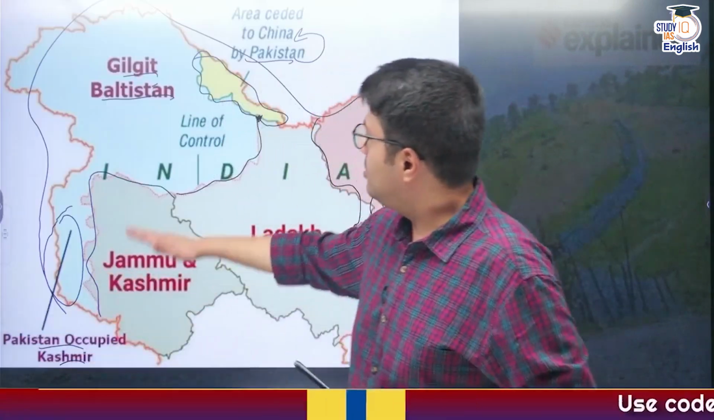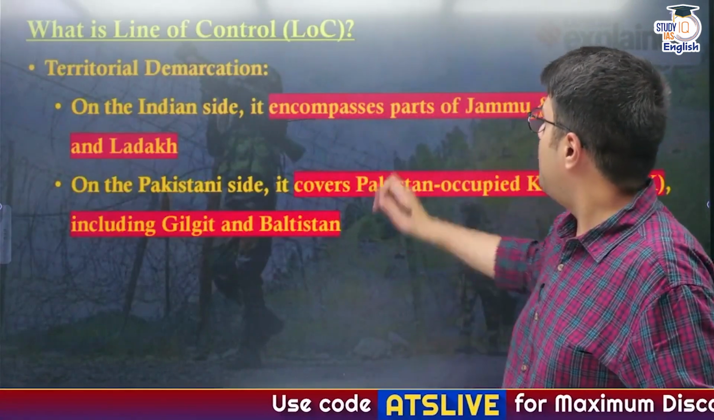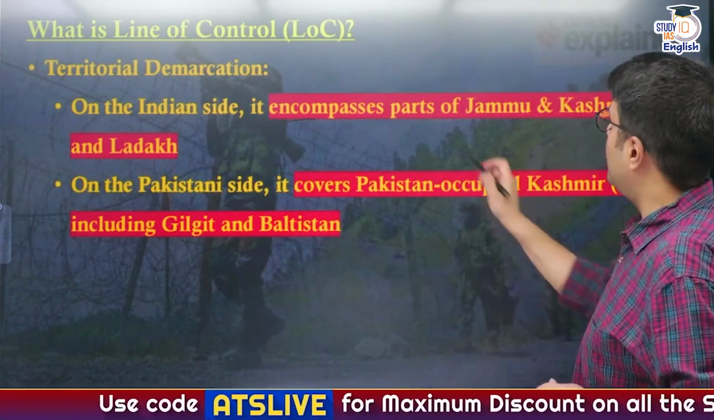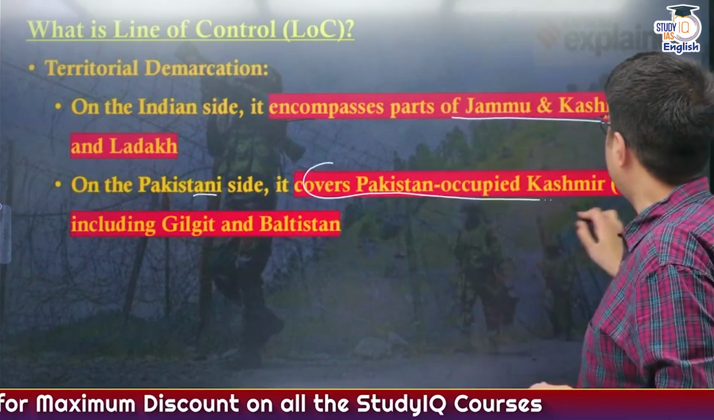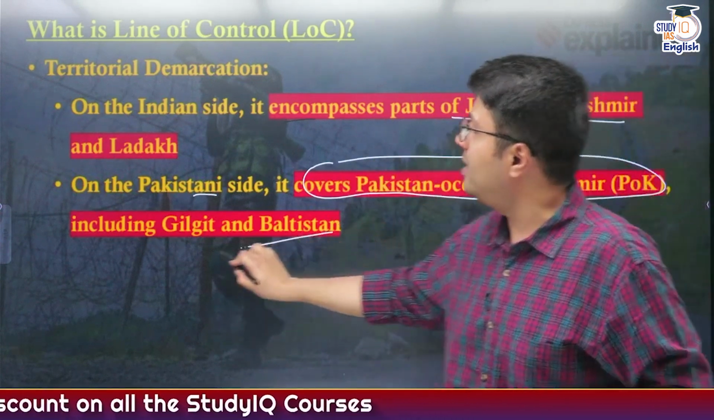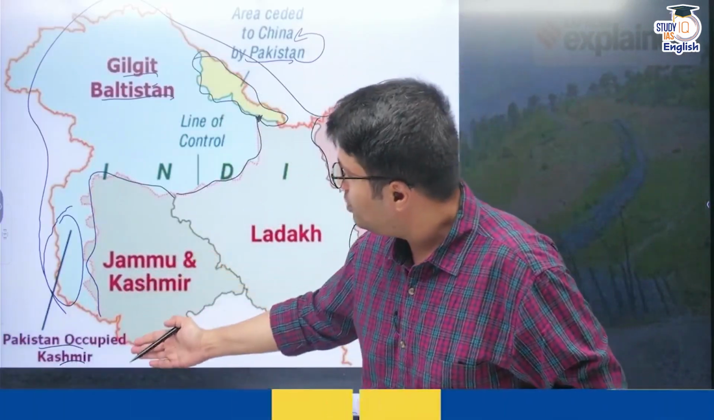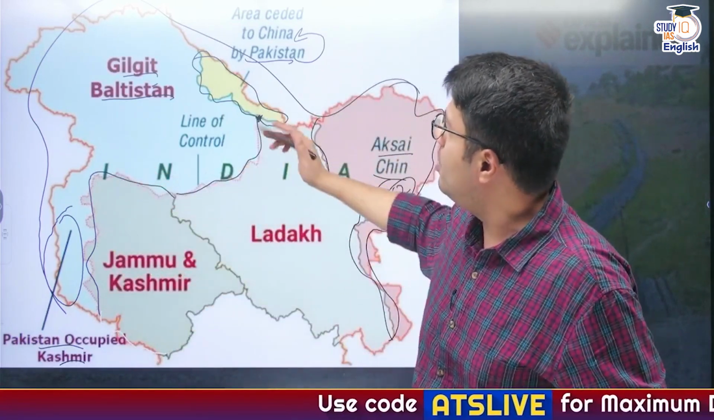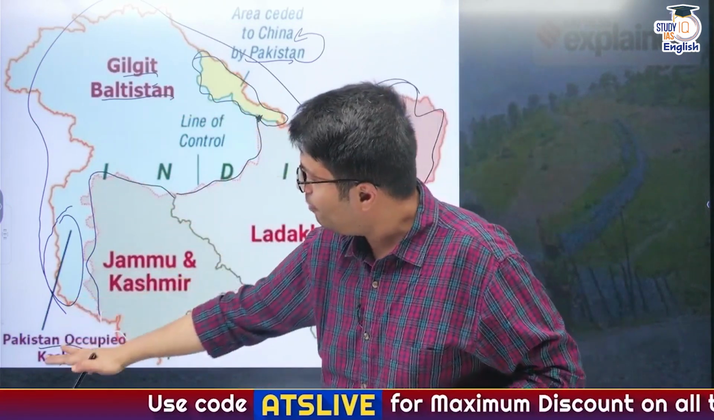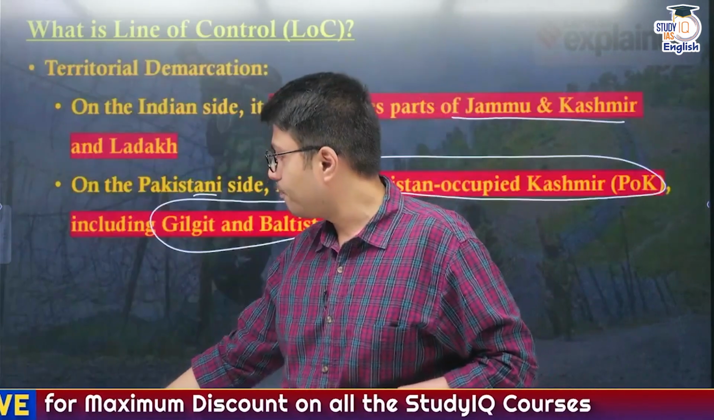You can see it stretches both in the Jammu and Kashmir and Ladakh region. So on the Indian side, it encompasses what? It encompasses part of Jammu and Kashmir and Ladakh, and on the Pakistani side, it covers Pakistan Occupied Kashmir and the territory of Gilgit-Baltistan. So you must remember this. Part of Jammu and Kashmir, this is called the international boundary. Rest of it is the Line of Control. Whereas in terms of Pakistani occupation, this has POK as well as Gilgit-Baltistan.